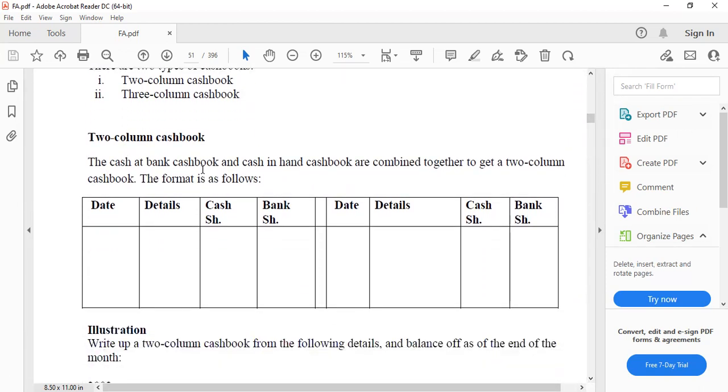2-column cash book: the cash at the bank cash book and cash in hand cash book are combined together to get a 2-column cash book. That means on this side you shall have receipts and on this side you shall have payments. When you get a receipt, you record the date, the details of that receipt and whether it was received in cash or bank. When you make payment, you record the date, the details of that transaction, and whether you made payment in cash or bank.